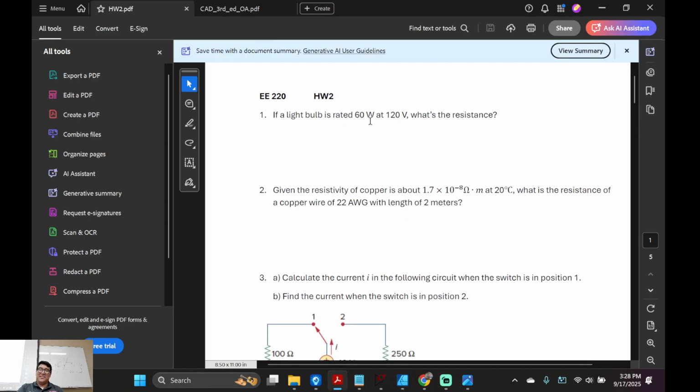If a light bulb is rated 60 watts at 120 volts, what's the resistance? You got P is equal to IV, right? But I is equal to, well, V over R, right? There's the answer. Boom. Does everyone make sense?